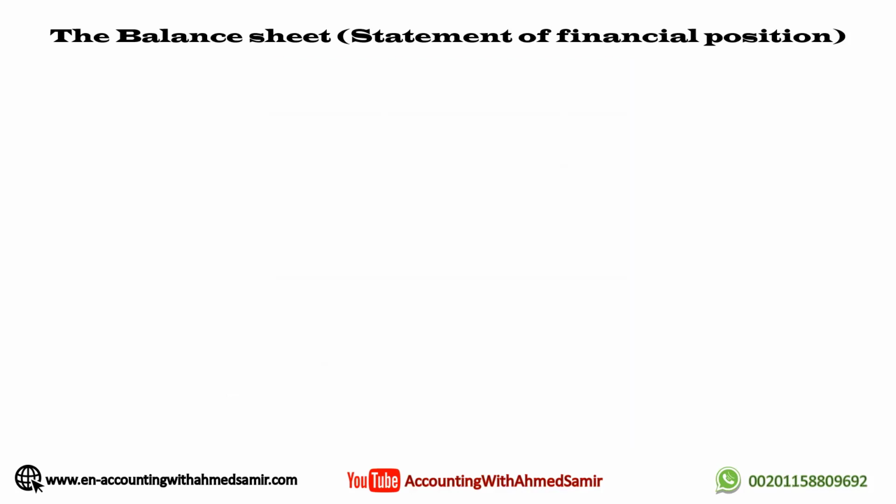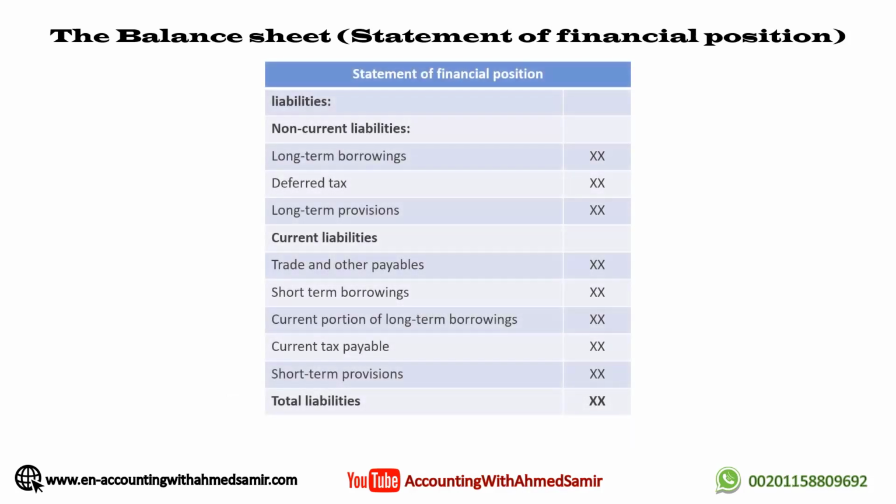Liabilities. The first classification under liabilities is non-current liabilities, which contains long-term borrowings, deferred tax, long-term provisions. The second classification under liabilities is current liabilities, which contains trade and other payables, short-term borrowings, current portion of long-term borrowings, current tax payable, short-term provisions.